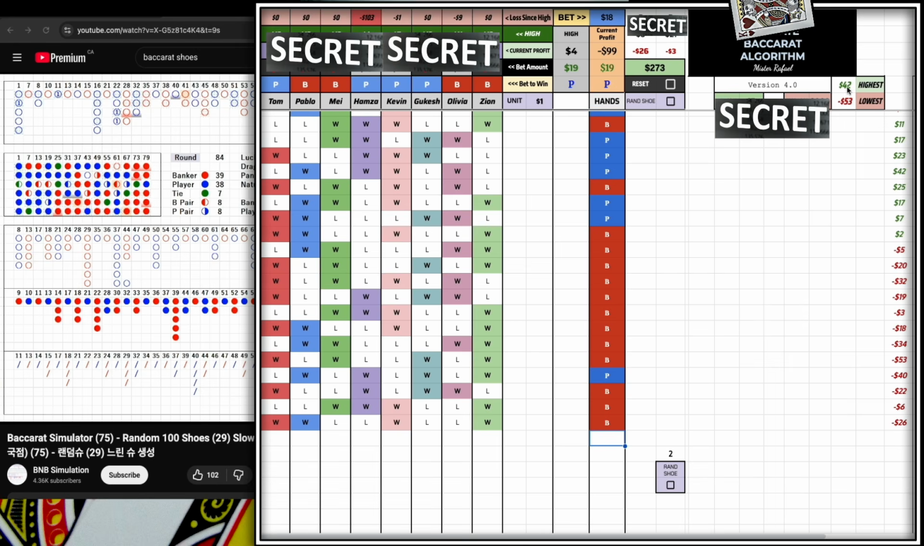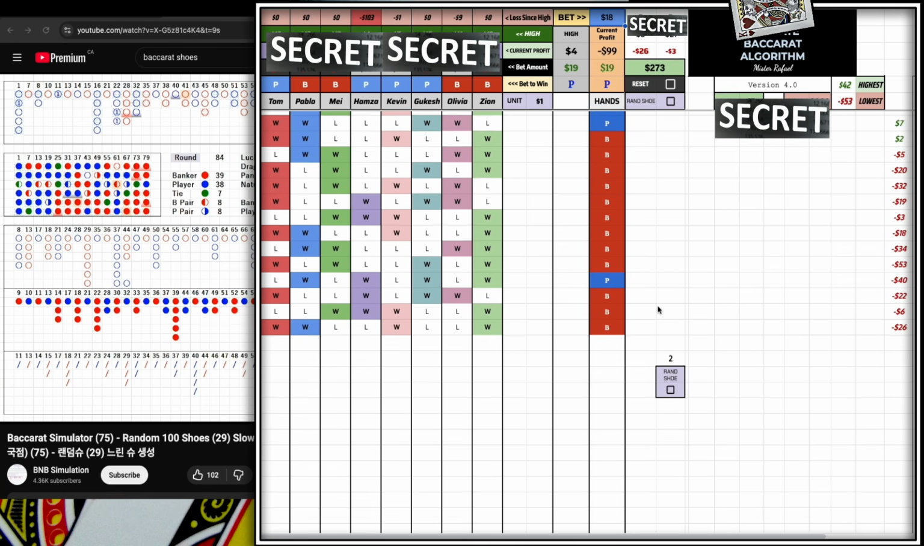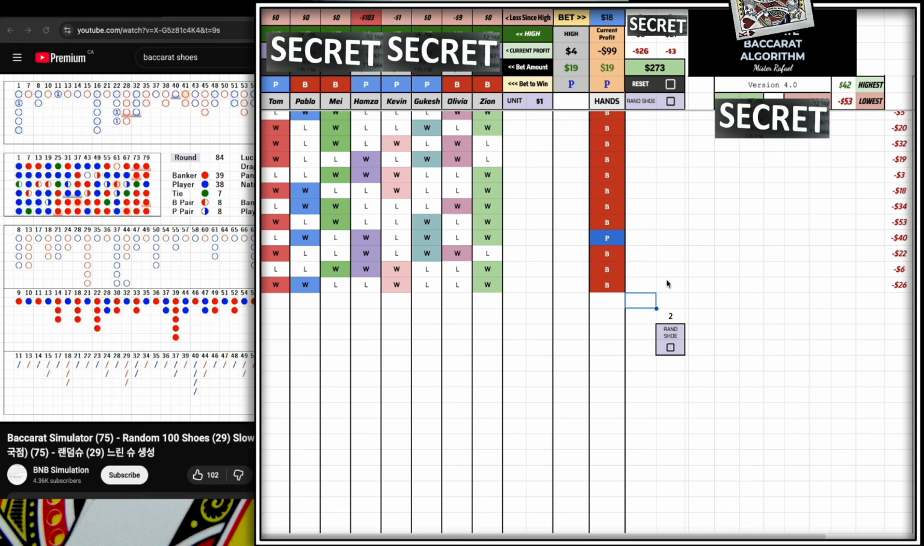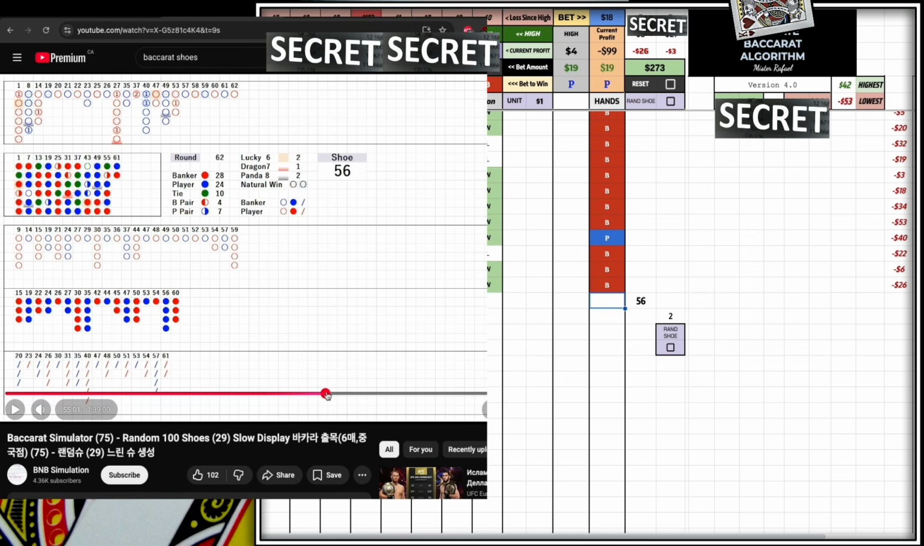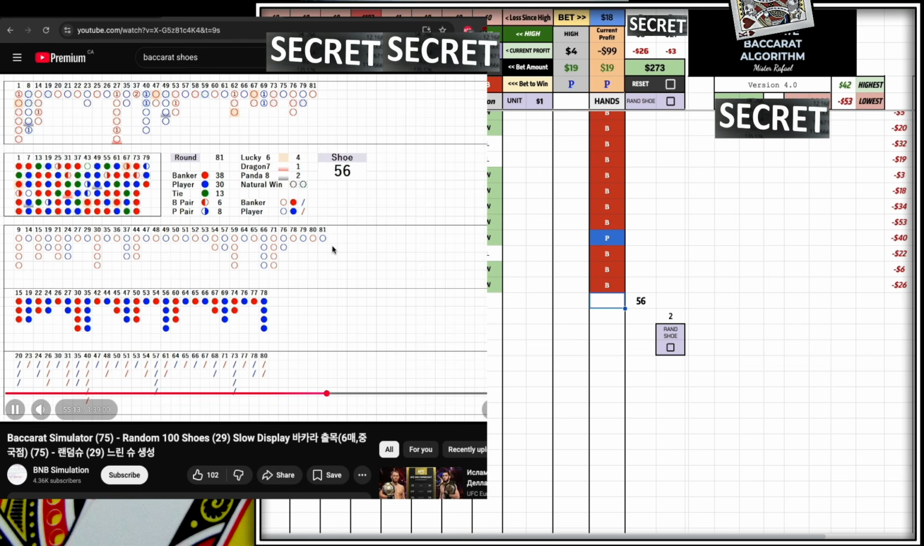Okay, highest profit $42, biggest drawdown minus $53. Currently sitting at minus $26, with the next bet being $18 on player. Shoe 56, we'll start it from there. All right, here we go with shoe 56.